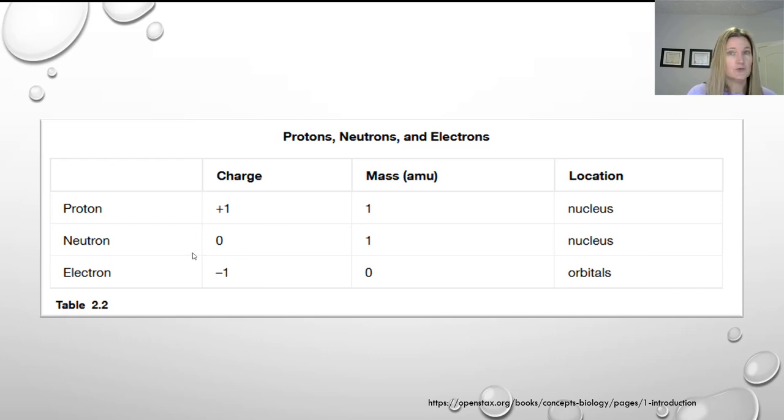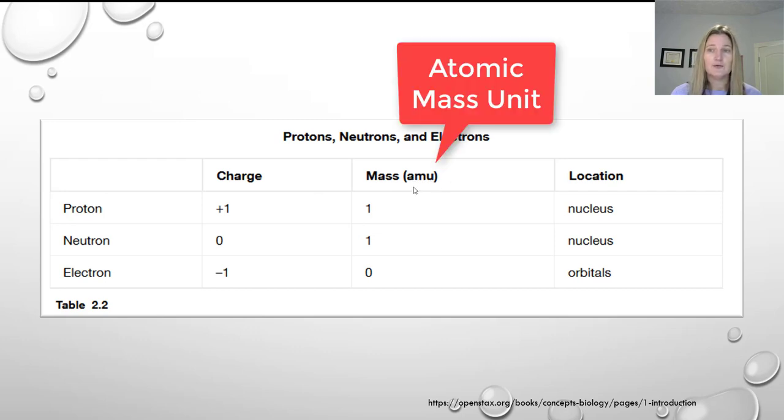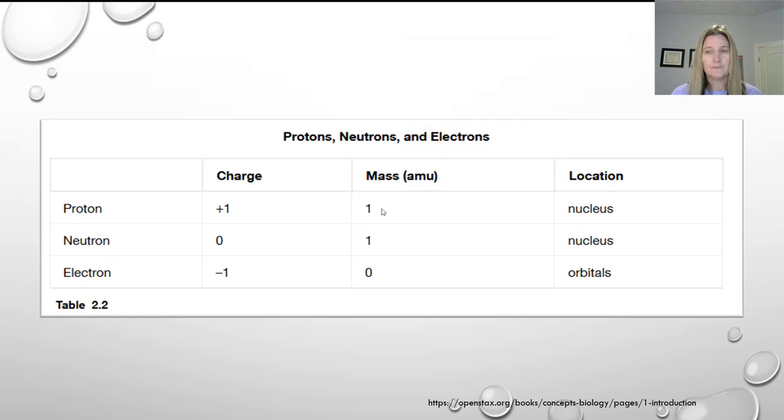The neutron, think neutral, okay? So they don't actually have a charge. They're not positive, they're not negative, they're neutral, okay? Now, another thing to note from this table is that protons and neutrons are heavier than electrons, okay? So if you look over here, we can measure the weight of a proton by its atomic mass unit, or AMU. So protons are 1 atomic mass unit. Neutrons are 1 atomic mass unit. Okay, so they have mass to them.